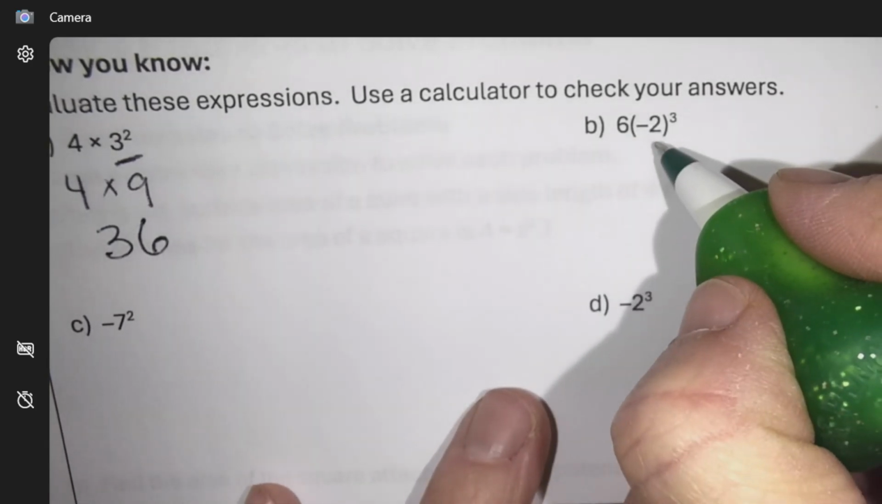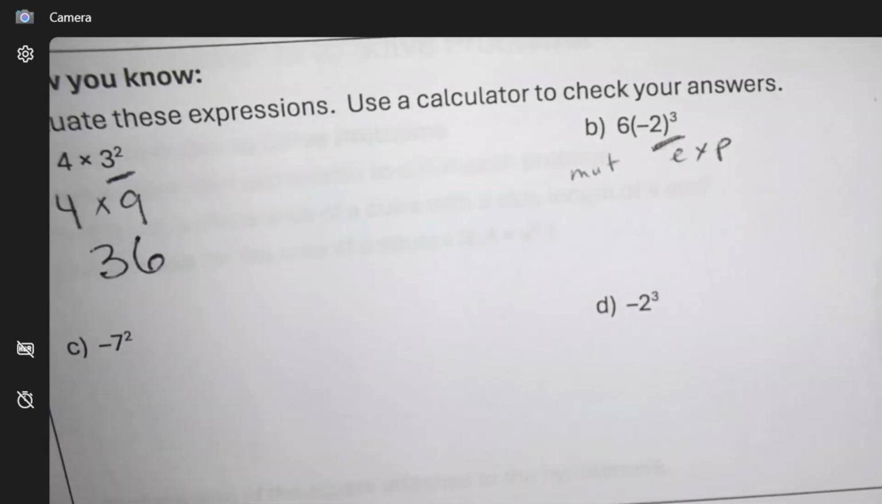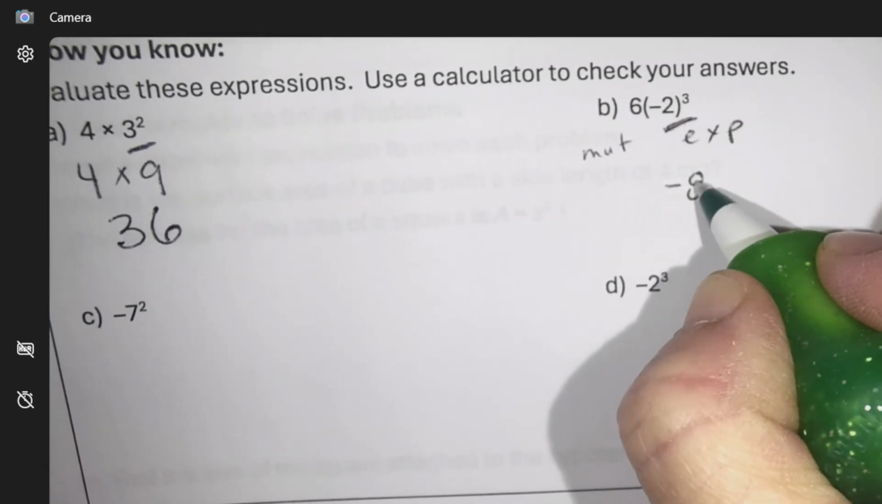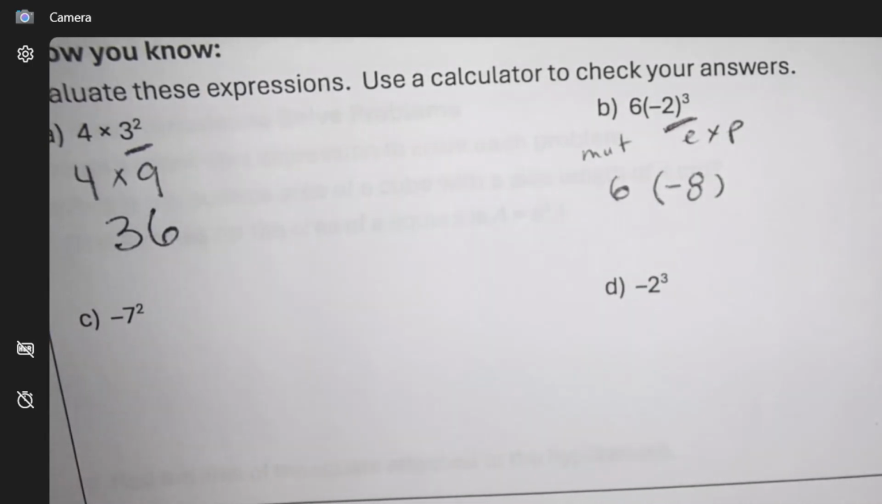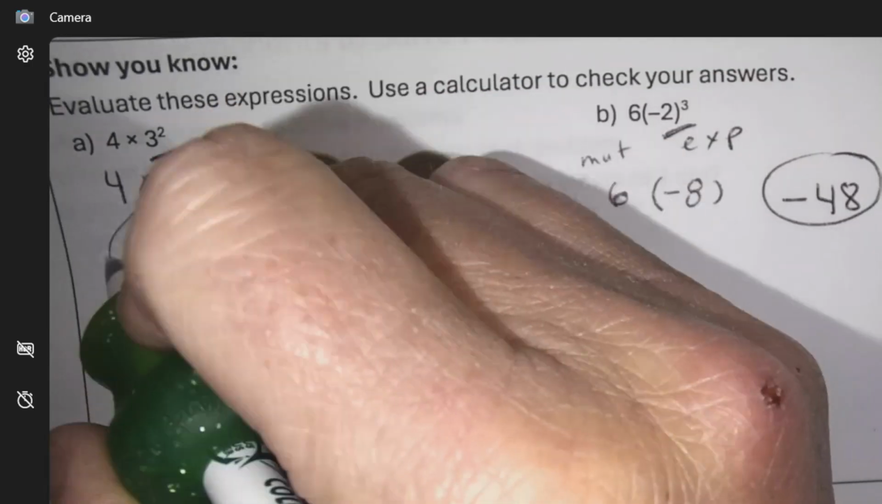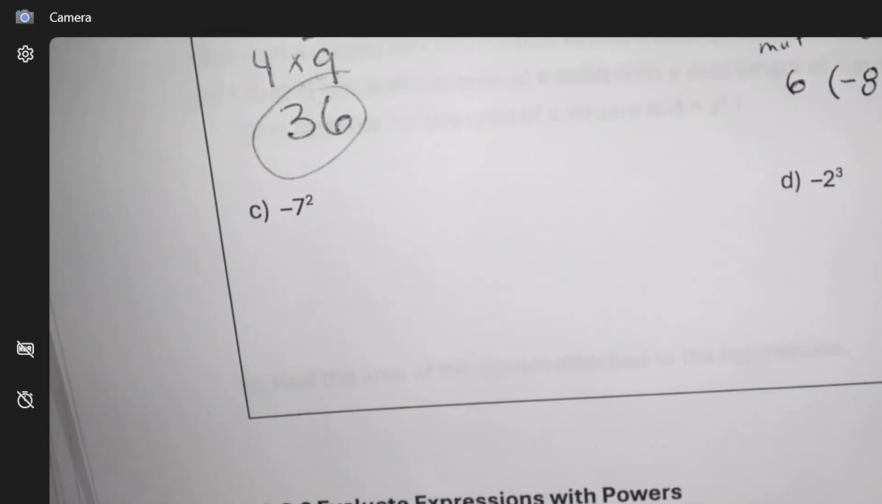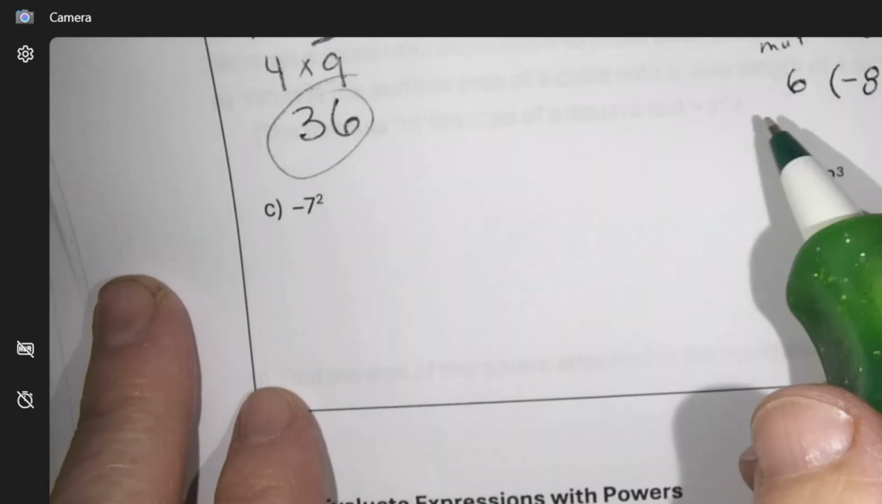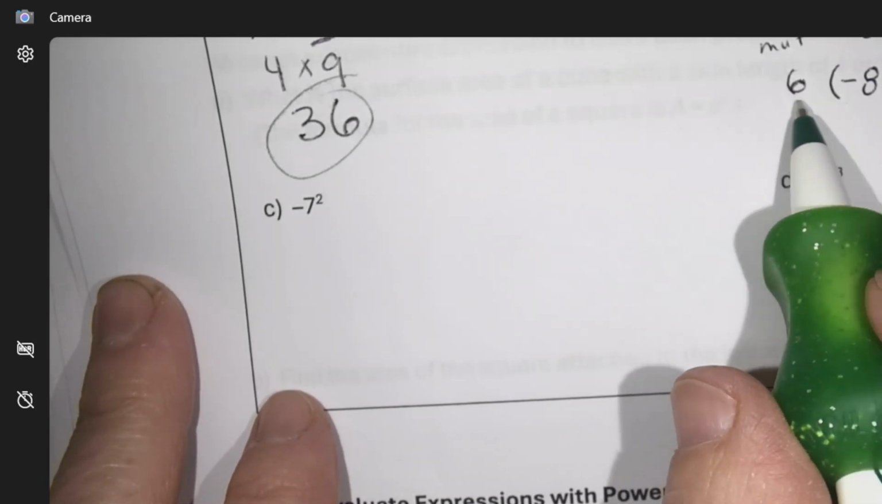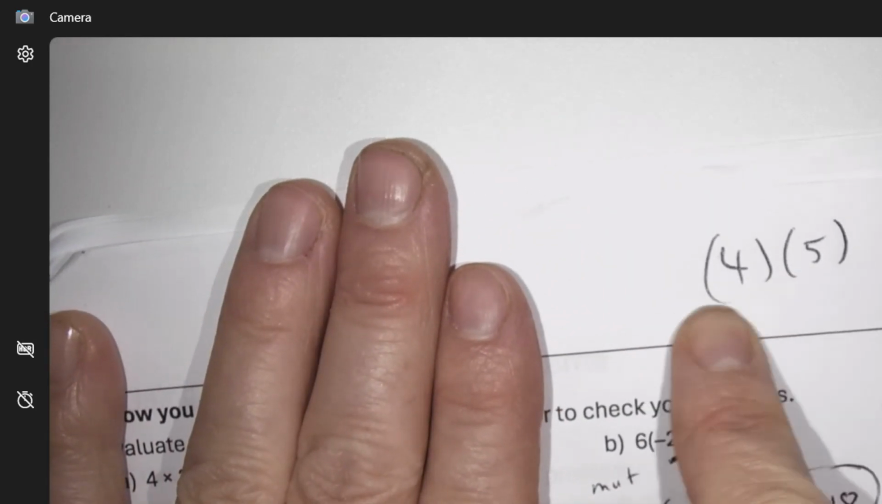Question B, we have exponent, then multiply. So what's the exponent part first? Negative 8. Then we're going to times. No, it is not negative 48. Easton, I appreciate your logic. It's negative 40, actually. Does everybody know if I put something side by side like that, it's just multiplied? Yes. Okay. Because in math, that just means 4 times 5.